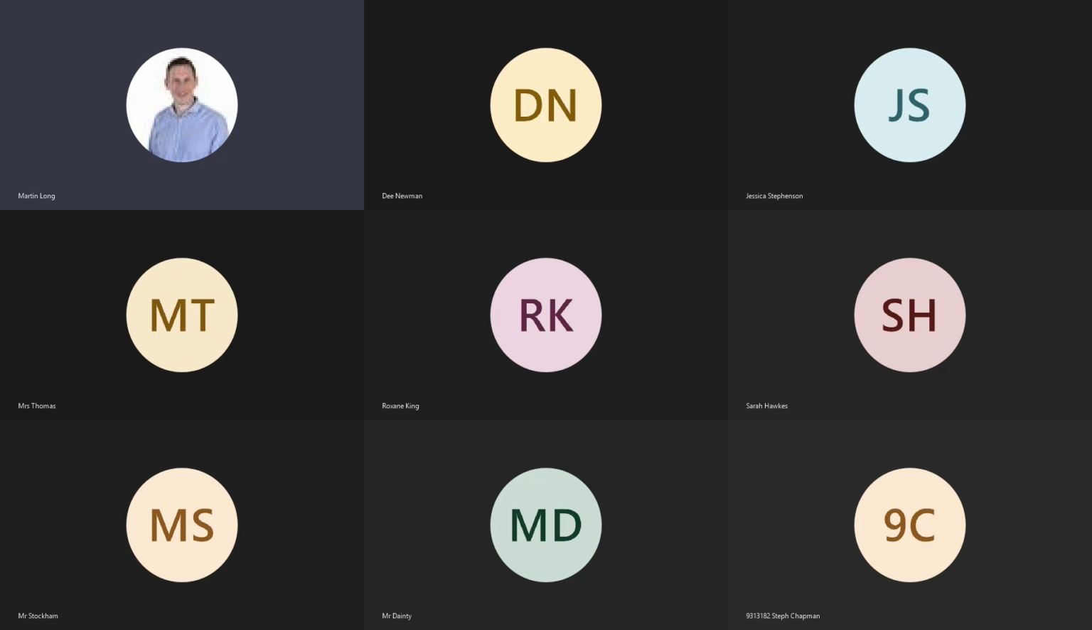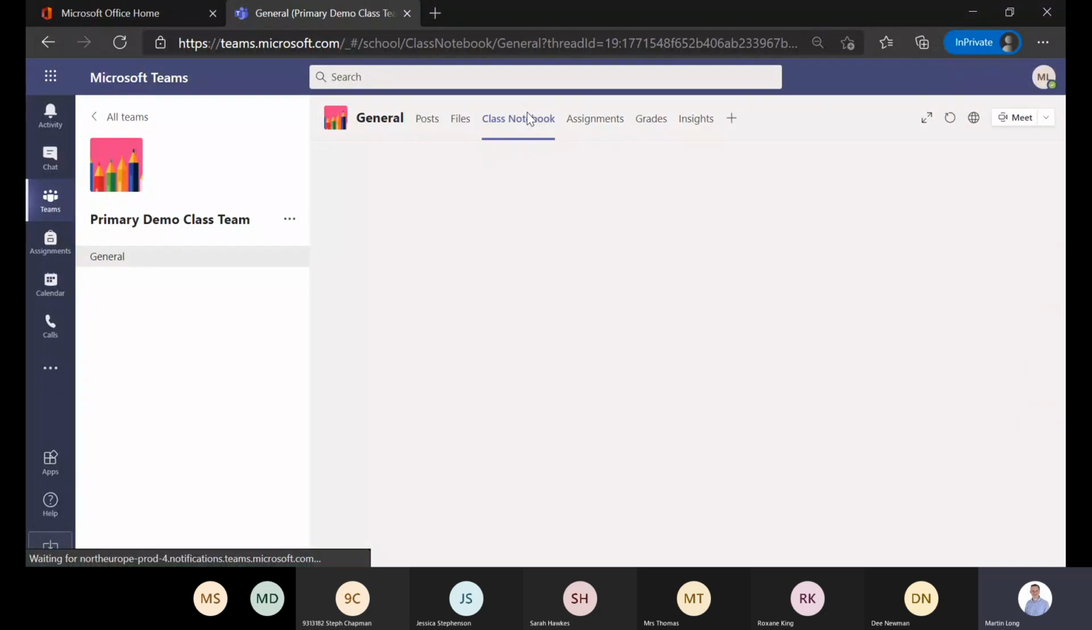OneNote is a product that's available. It's a bit like a digital pen and paper. You can get OneNote on its own, but what you can get is OneNote Class Notebook, and that's available in class teams. OneNote Class Notebook is a really snappy little tool that you can use for day-to-day teaching, and we've covered it on some of our previous sessions in Teams, but we'll focus on the maths tool in here.